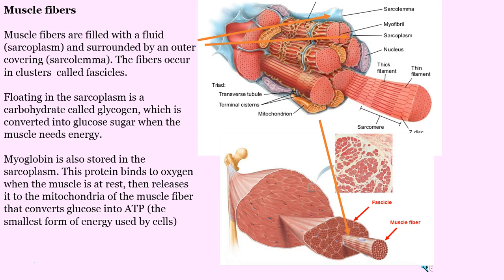Myoglobin is stored in the muscle. I'll talk about that later too. See the globin? Myo is muscle, globin. It's a red protein that binds to oxygen, and I'll talk about ATP shortly. ATP is the smallest form of energy used by cells. You see, even though we have glucose, it's too big, and so it's broken down into the smallest packets of ATP, almost an electric energy.